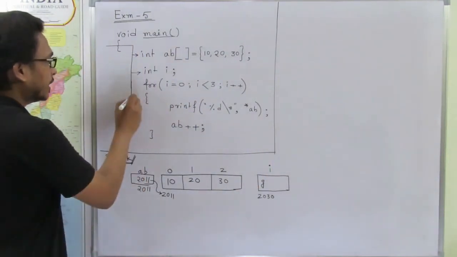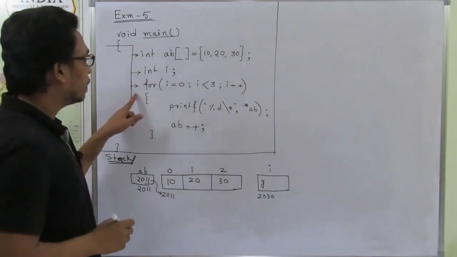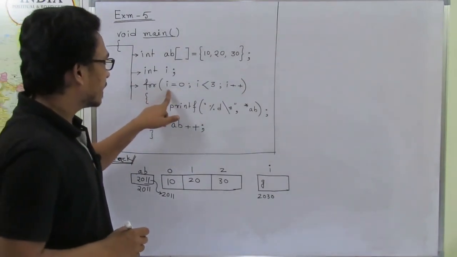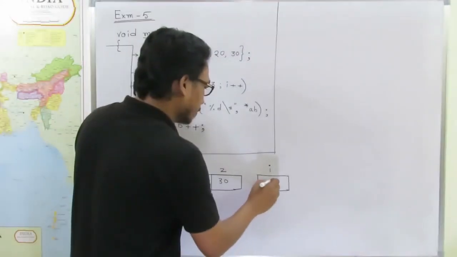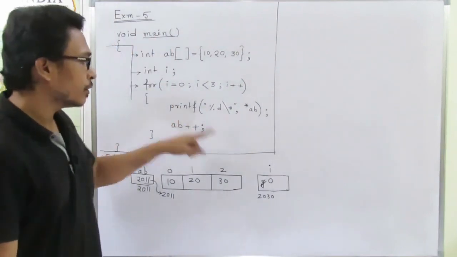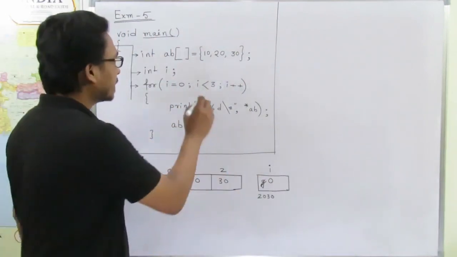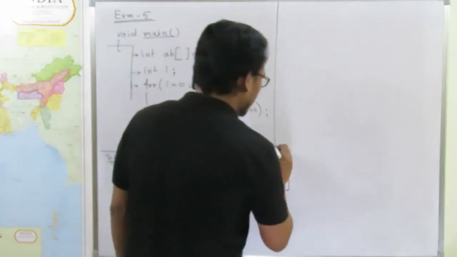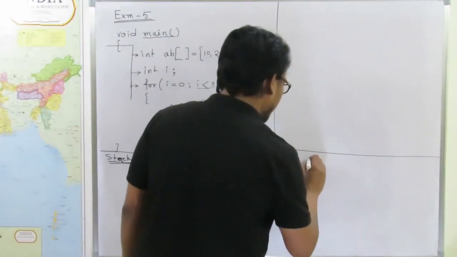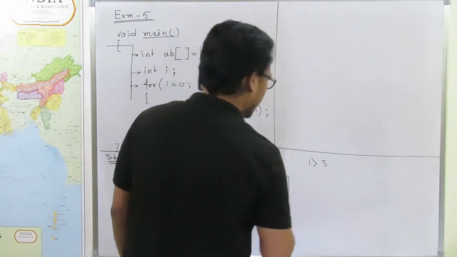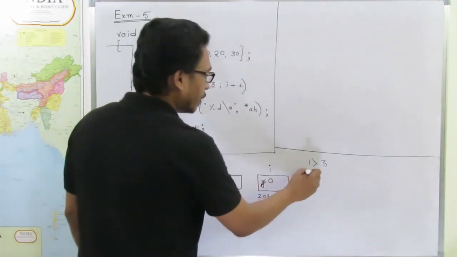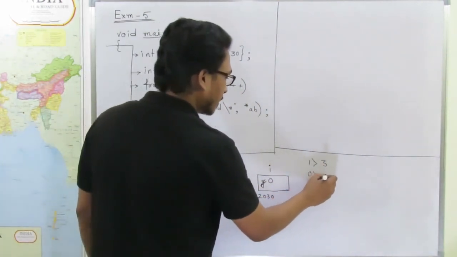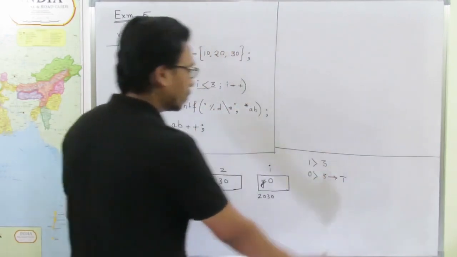Now in this for loop, the value of I is initialized to 0, so the value of I will be updated to 0. Now the next statement is the condition. What is that condition? The condition here is I greater than 3. Now what is the value of I? The value of I is 0, 0 greater than 3. That means the condition is true.